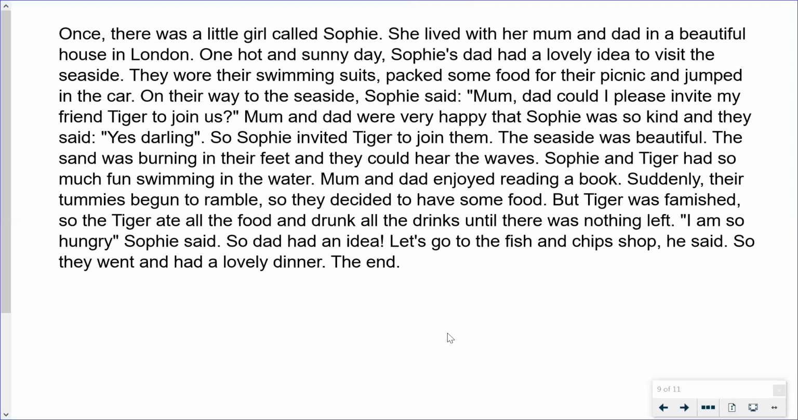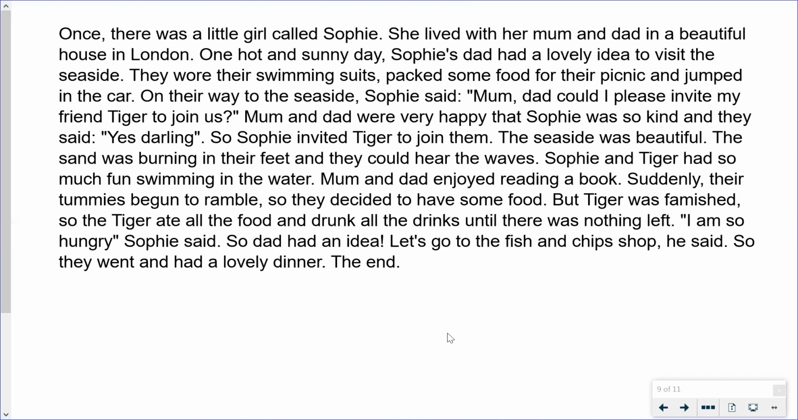On their way to the seaside, Sophie said, "Mom, Dad, could I please invite my friend Tiger to join us?" Mom and Dad were very happy that Sophie was so kind, and they said, "Yes, darling." So Sophie invited Tiger to join them. The seaside was beautiful. The sand was burning in their feet and they could hear the waves. Sophie and Tiger had so much fun swimming in the water. Mom and Dad enjoyed reading a book. Suddenly, their tummies began to rumble, so they decided to have some food.